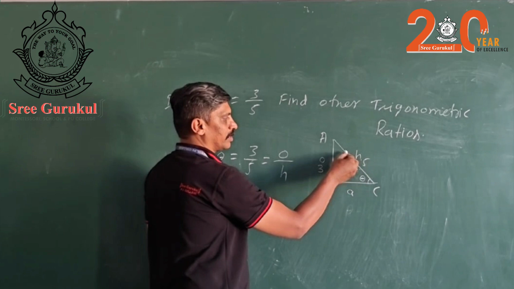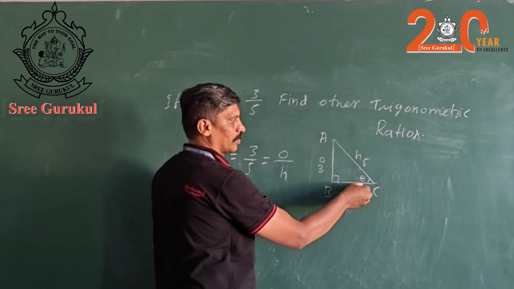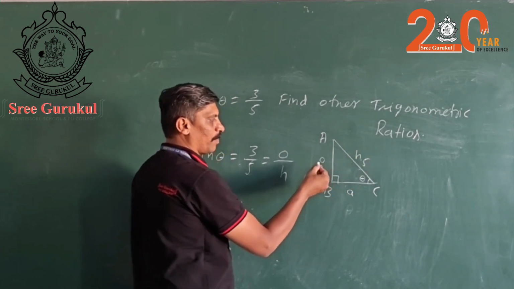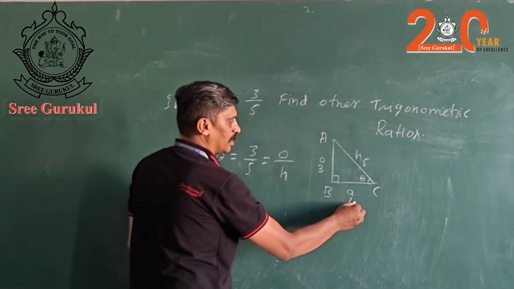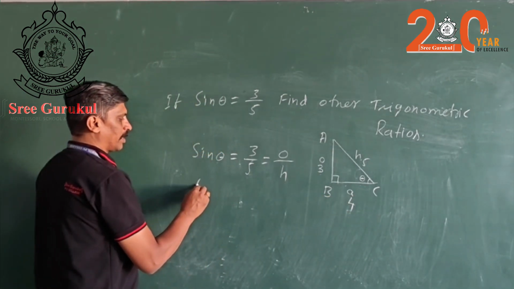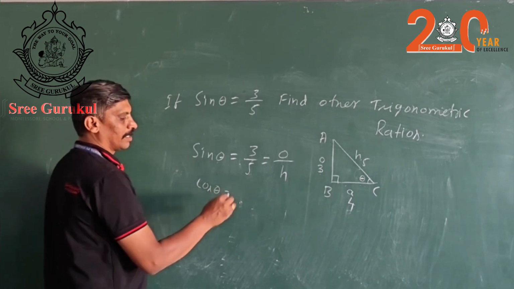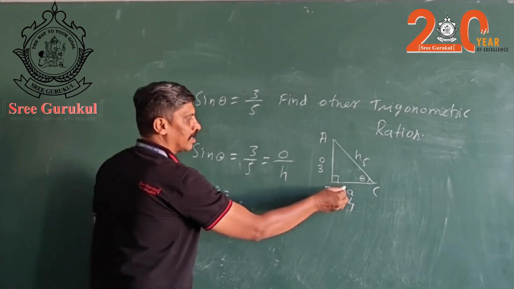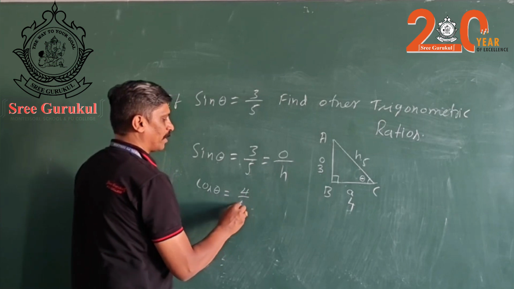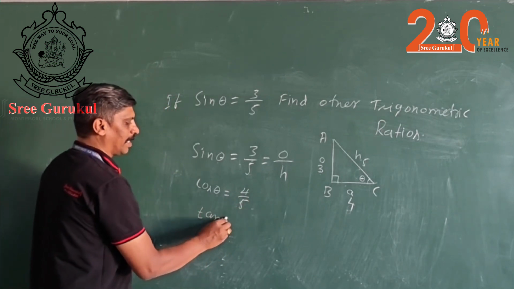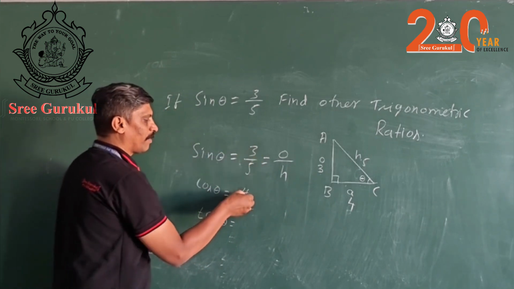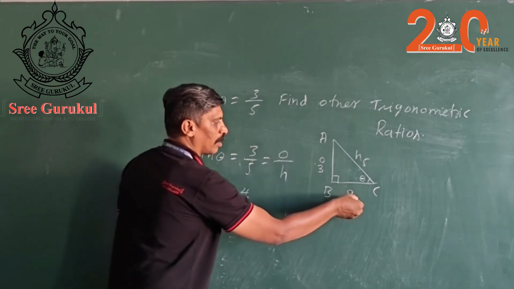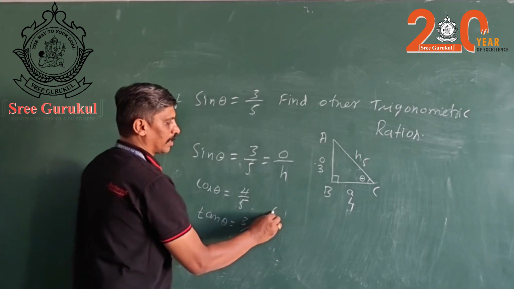The square on the hypotenuse is equal to the sum of the squares of the other two sides. 5 square minus 3 square is 16, and the root of 16 is 4. Now the other trigonometric ratios: cos theta is adjacent by hypotenuse, 4 by 5. Tan theta is equal to opposite by adjacent, or sin theta by cos theta. 5 cancels, 3 by 4. Otherwise opposite by adjacent, like that.